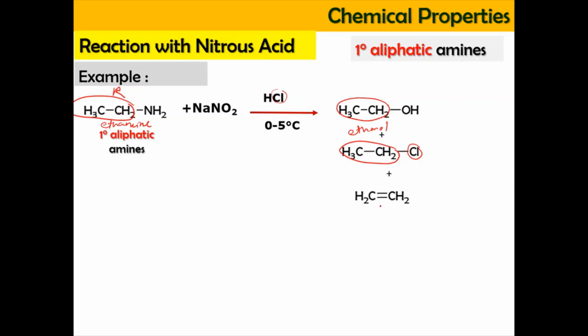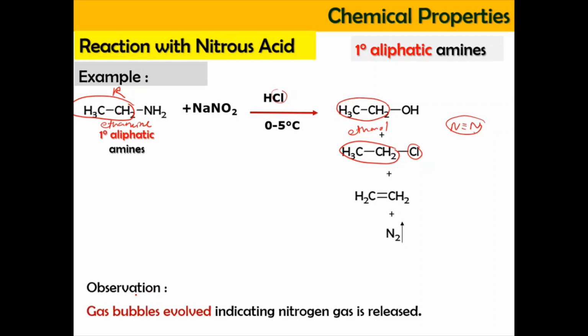And then you're going to produce an alkene, where one of the hydrogens is going to be taken by the X minus ion, which is the chloride ion, and this is going to form a double bond, which is an alkene. And then nitrogen gas is going to be produced because of the unstable diazonium ion. For the observation, you can see that gas bubbles are going to be evolved, indicating nitrogen gas is released. And as mentioned, you can just directly use this equation here and give four different products.